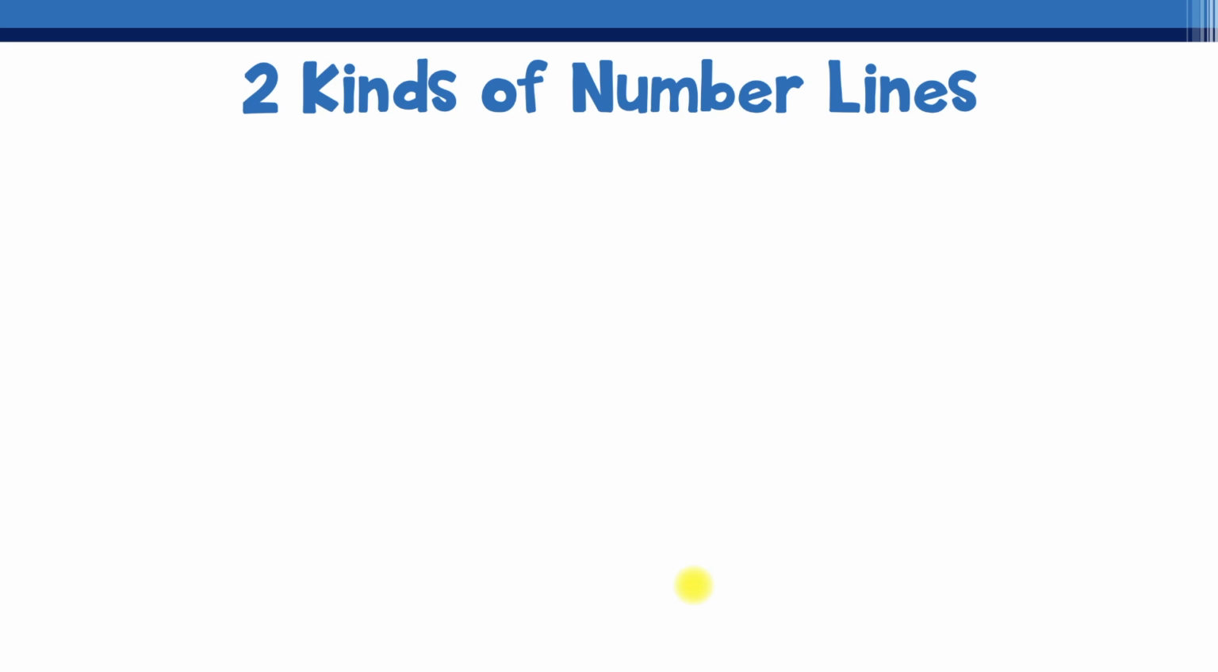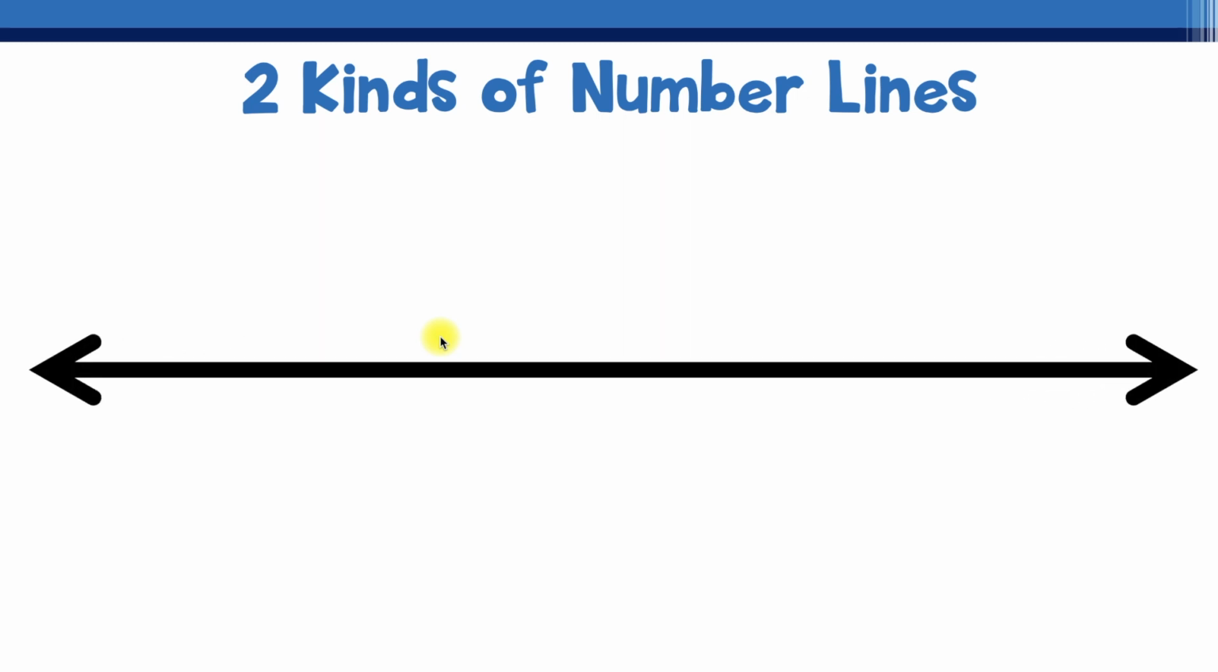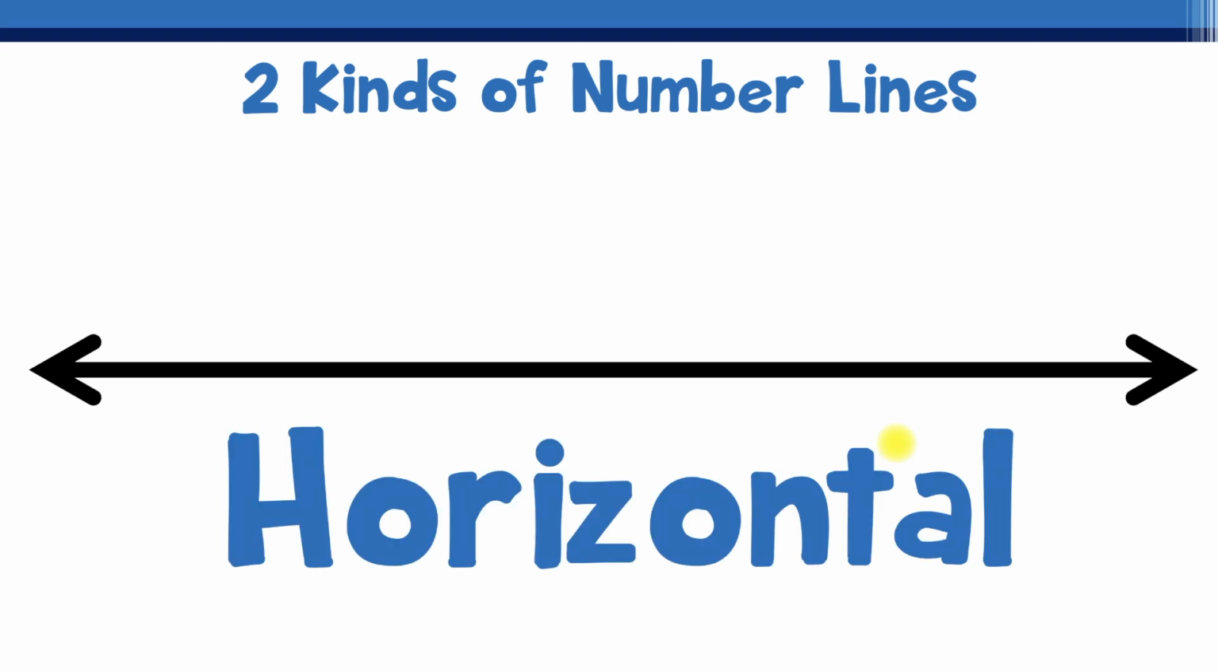In this lesson, we're going over the two kinds of number lines. The first of the two number lines is a number line that looks like this. It has an arrow on one end on the left side, then a straight line across, and then an arrow on the other end. And this has a specific name, and that name is the horizontal number line.